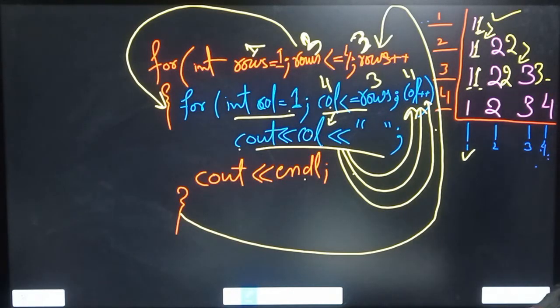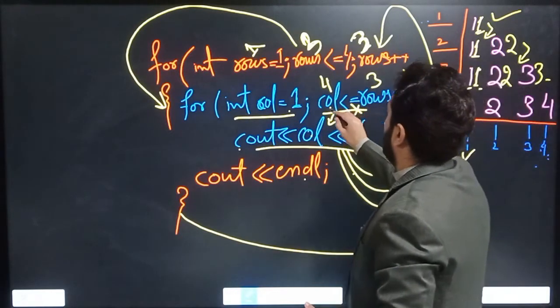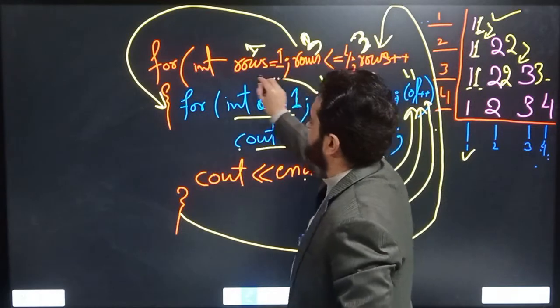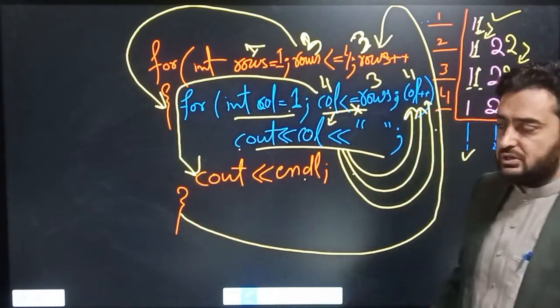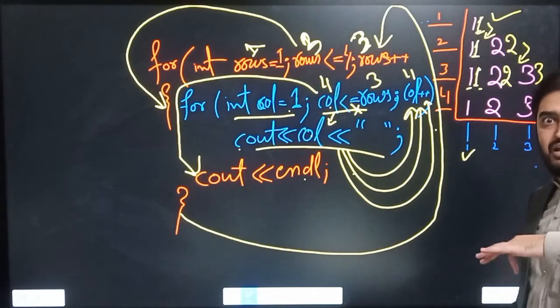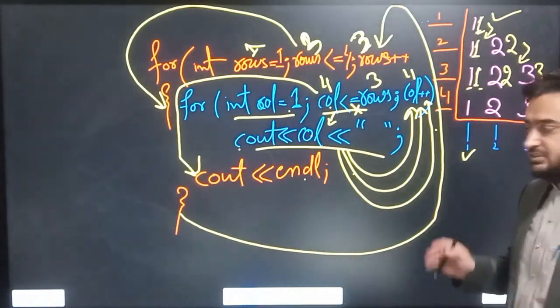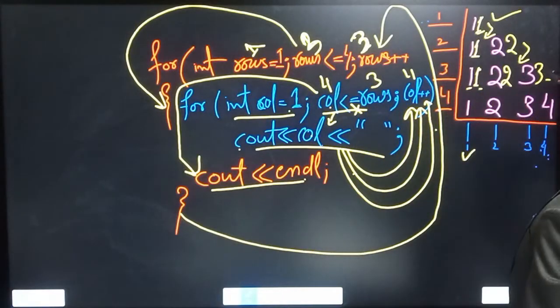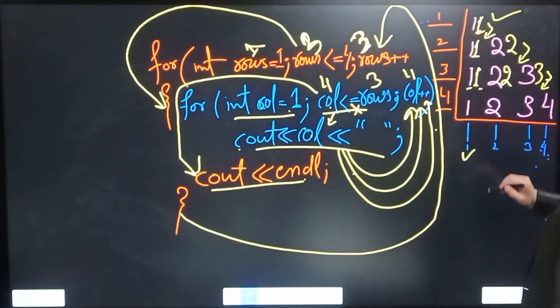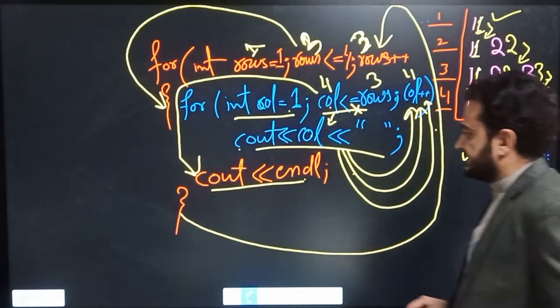No, so this condition will become false. And what will happen? The execution will jump out of the body of the inner loop and come to the next statement inside the body of the outer loop. So this statement will be executed, which is NL. It will order the cursor to jump over to the next line.